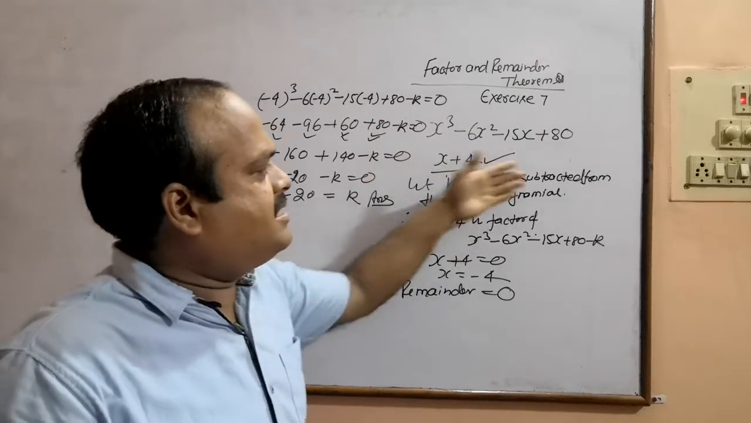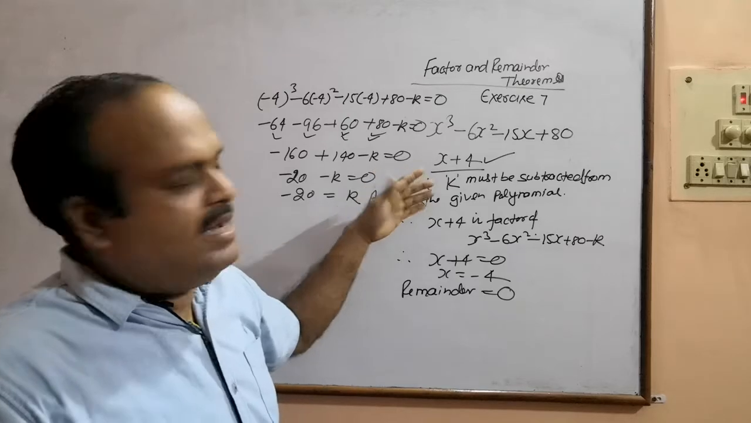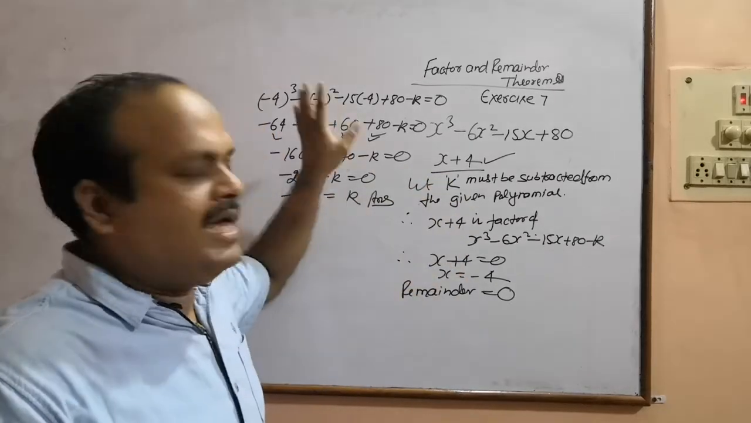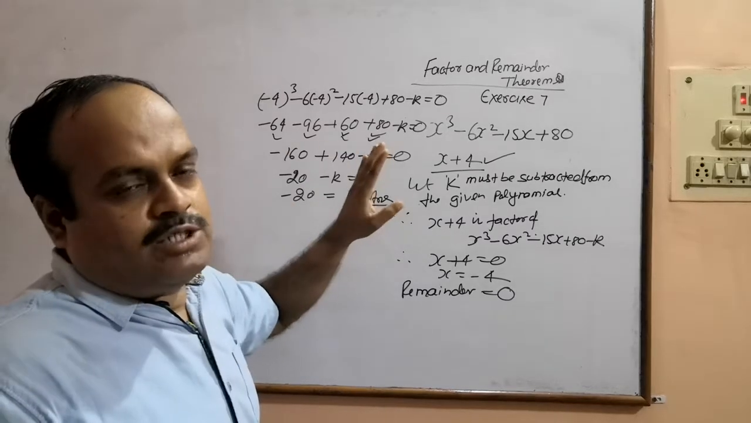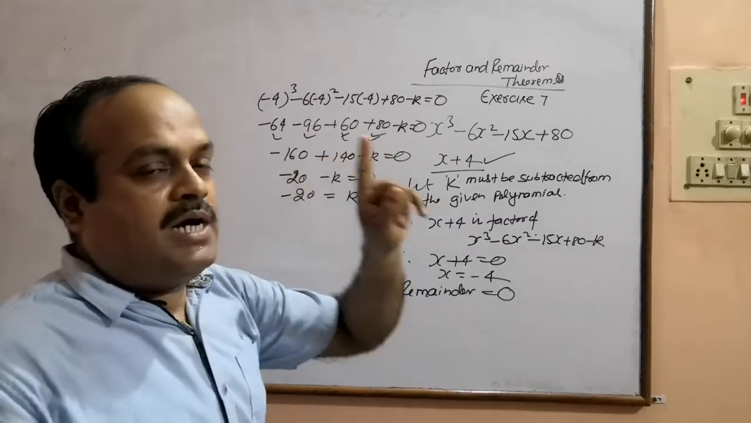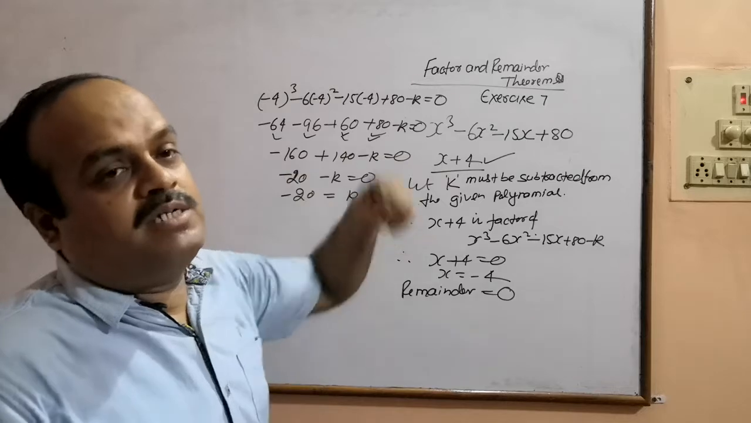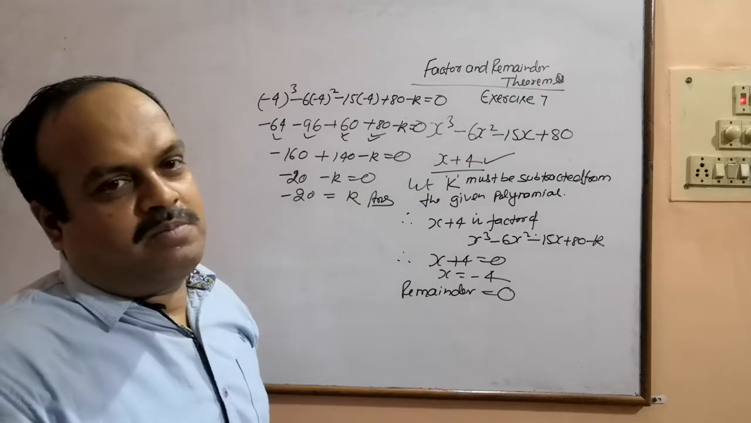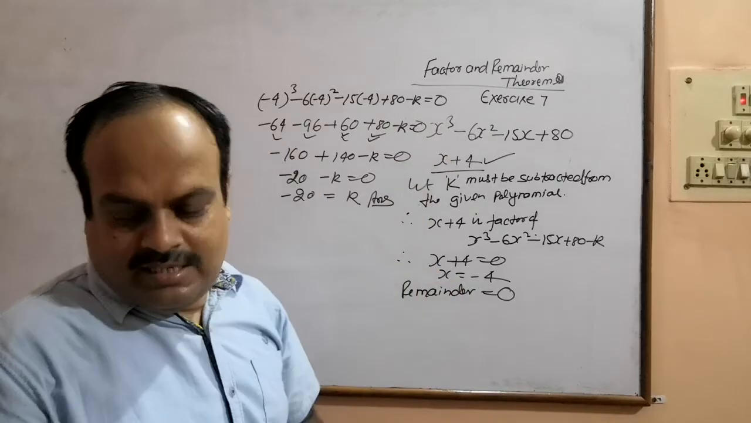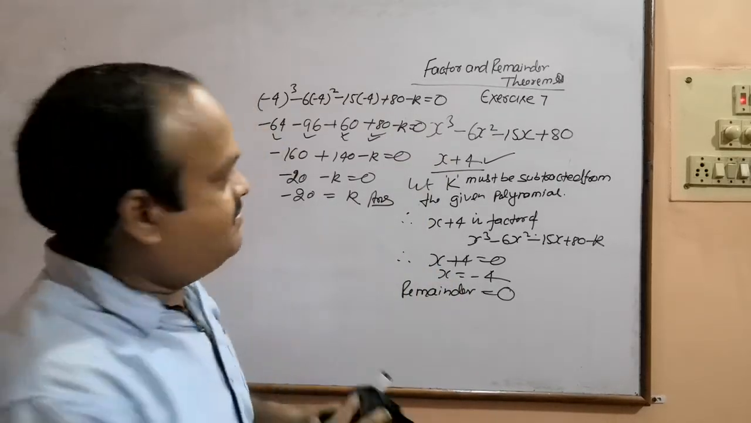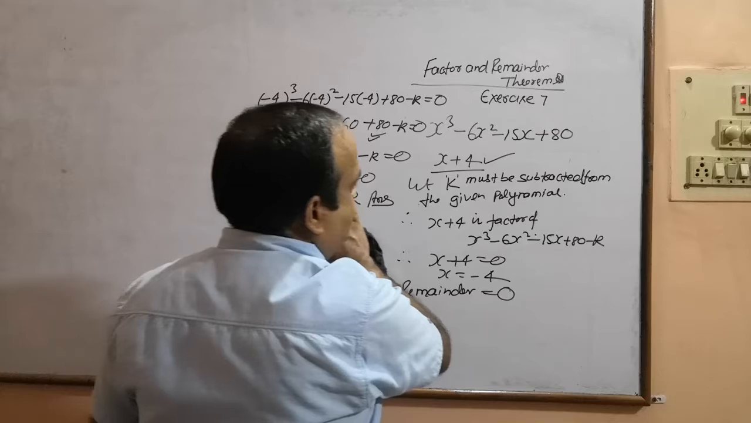Suppose you have not written this step and started like this. So when you get the value of k as minus 20, after this you have to add one sentence, therefore minus 20 must be subtracted from the given polynomial. Then also you will get the full marks. Now go to the second method. What is that?